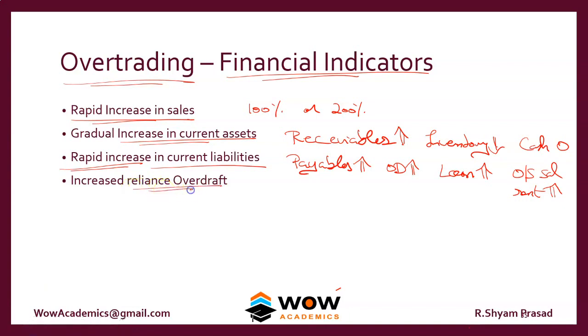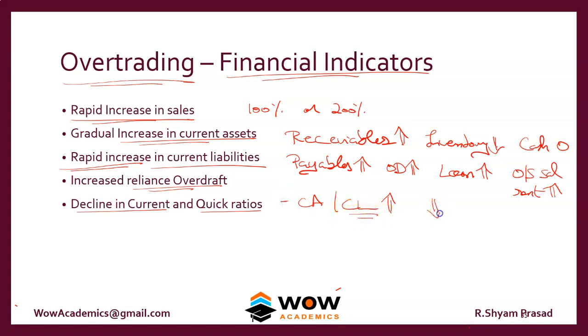Increased reliance on overdraft. Decline in current and quick ratios, because the denominator is much higher than the numerator. So as the denominator keeps on going high, the ratios will keep on falling. So that's what happens.